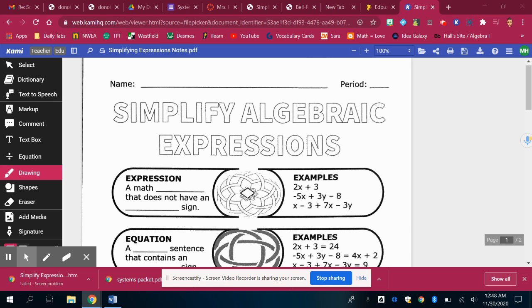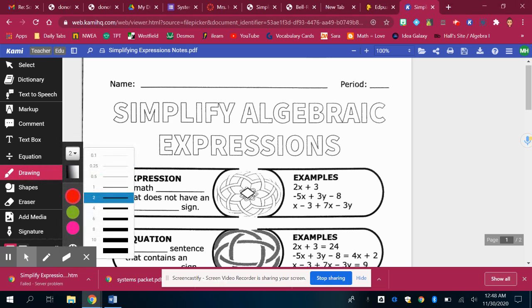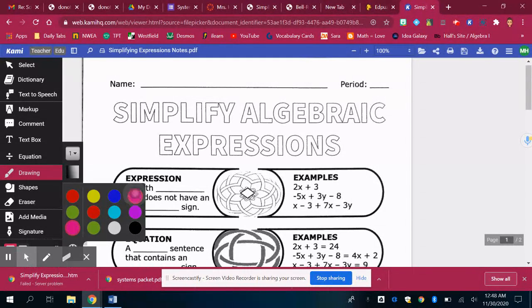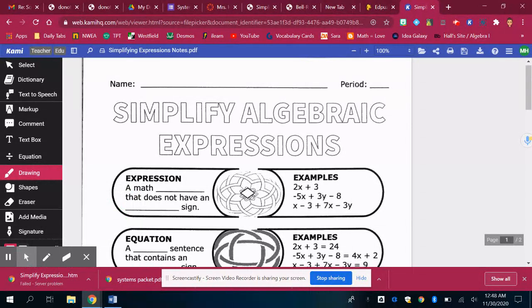Hello, this video is about simplifying algebraic expressions. There's a lot of terms, or vocabulary, I guess, that go along with simplifying expressions. So we're going to start by reviewing some of that vocabulary that will help you understand simplifying expressions.